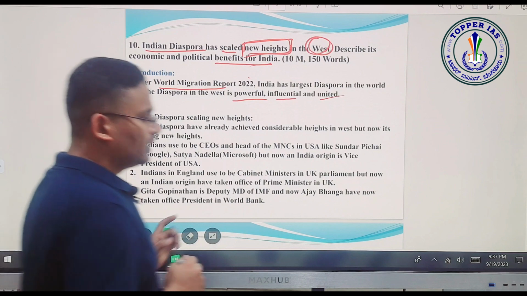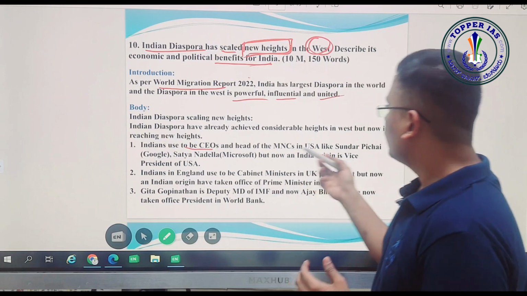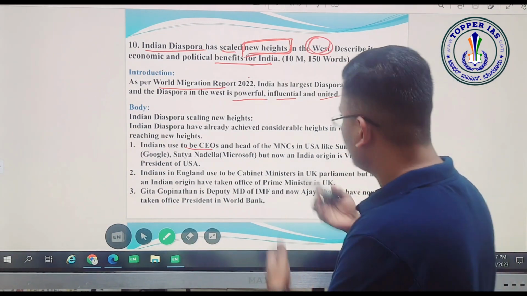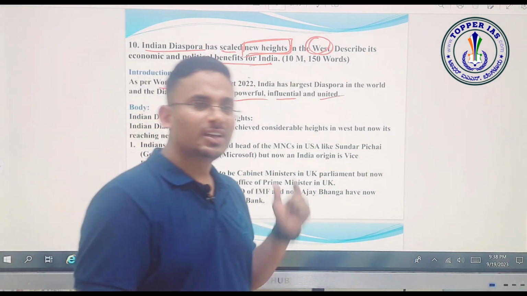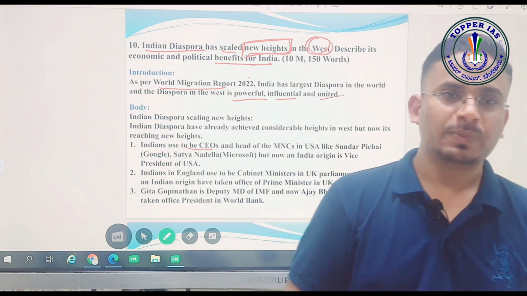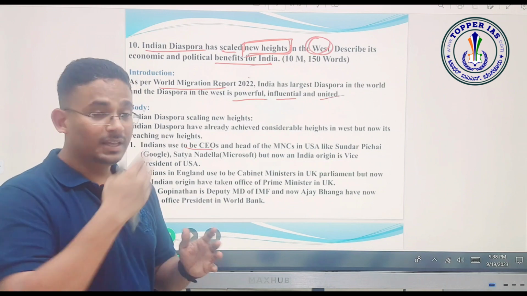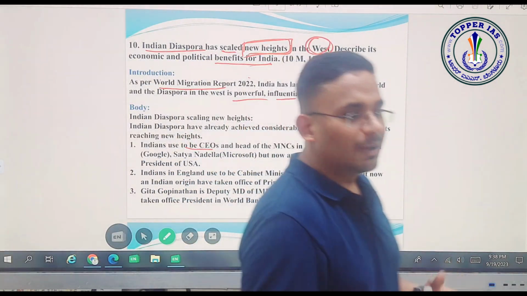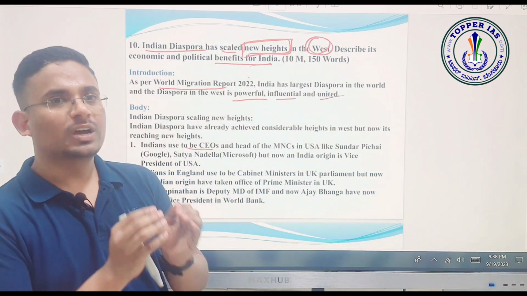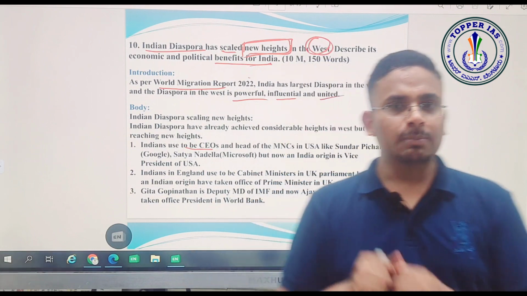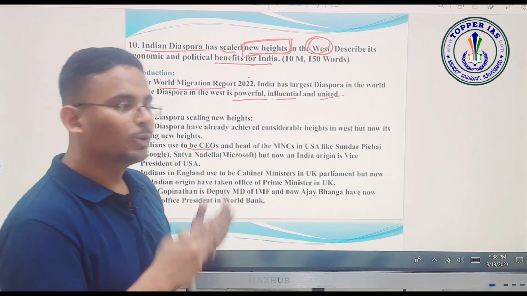First we used to read in newspapers that the CEO of Google and the CEO of Microsoft is an Indian. We used to talk about that. But now they are not only CEOs; they are becoming vice president. A person of Indian origin is becoming vice president of the USA. Don't you think it's a new height? Then coming to the UK, they have a parliament. In that parliament, Indians used to hold the position of cabinet minister. But now a person of Indian origin is becoming the prime minister of the UK. Don't we think it's a new height again?